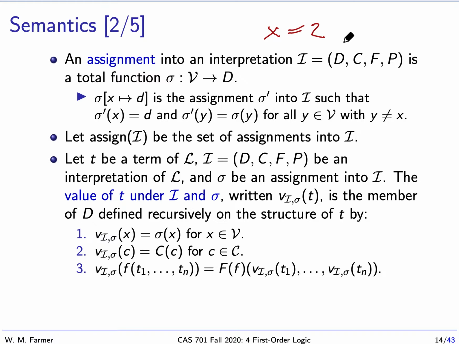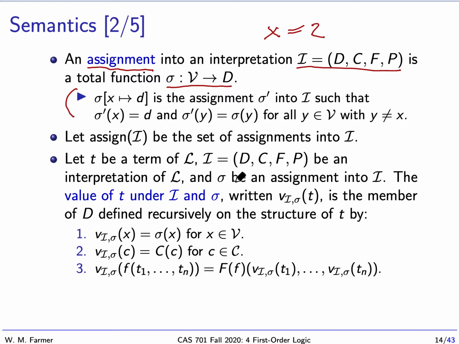Well, the way we do it is we assign all the variables values. And so our assignment of a value to a formula will be relative to this assignment of values to variables. And we call this assignment simply an assignment. It's an assignment into an interpretation, and it maps every variable to a member of the domain. Now, there's a definition here. We're going to come back to that later.